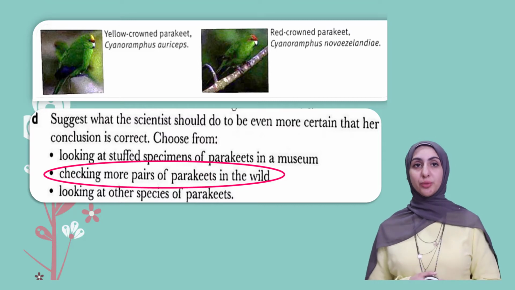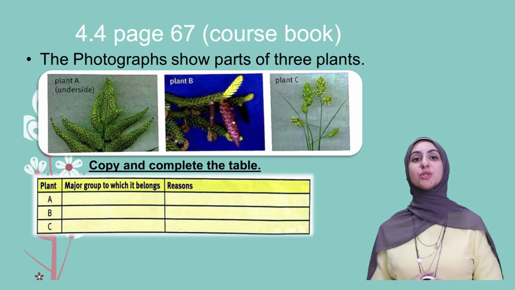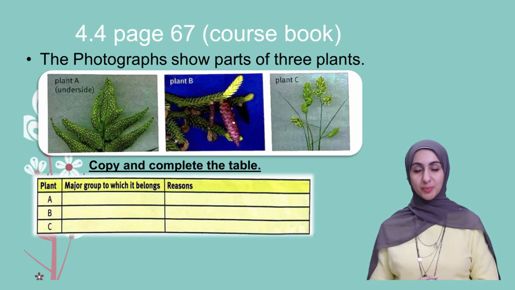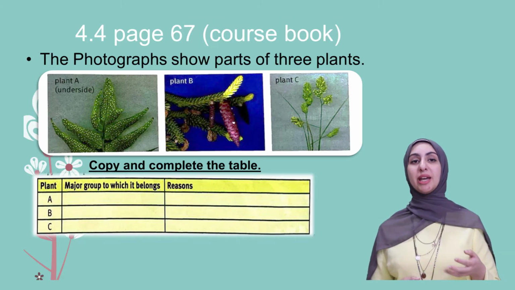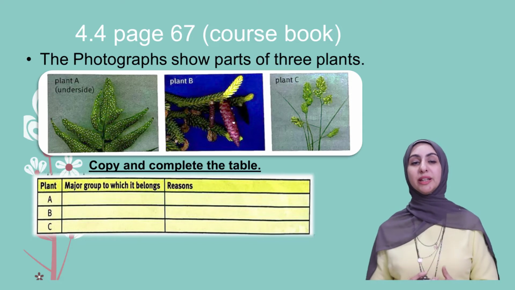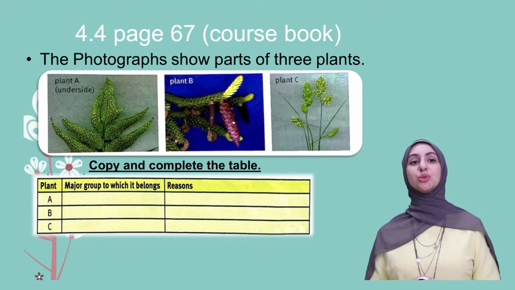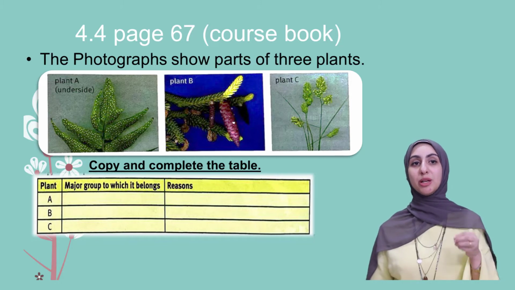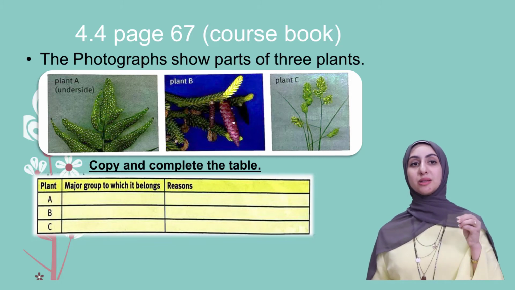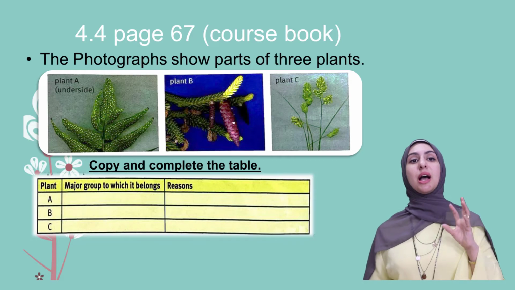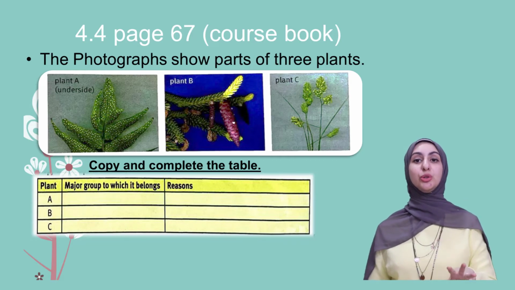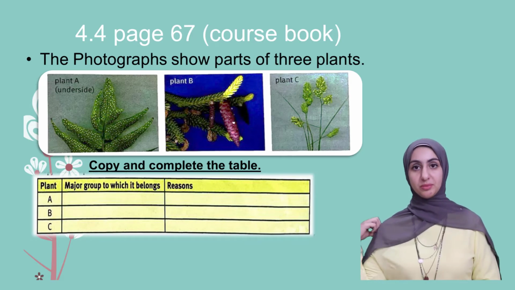Exercise 4.4, page 67 in the course book. The photographs show parts of 3 plants. Plant A, B, and C. Copy and complete the table. As you can see here in the table, he wants you to put each plant in the major group which it belongs to, and also to write the reason for your choice.